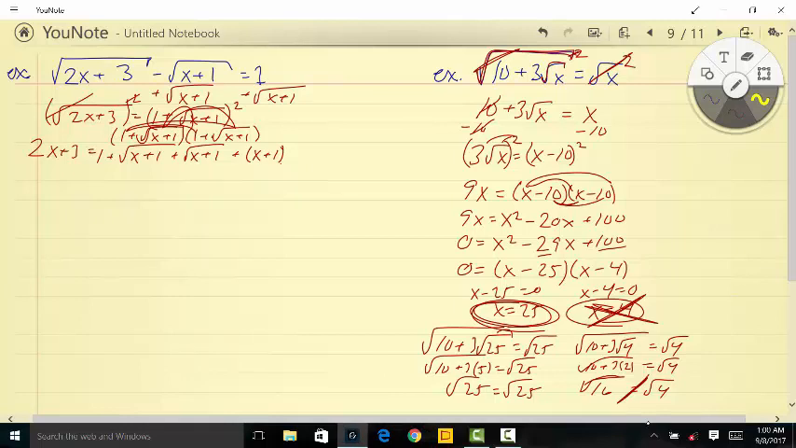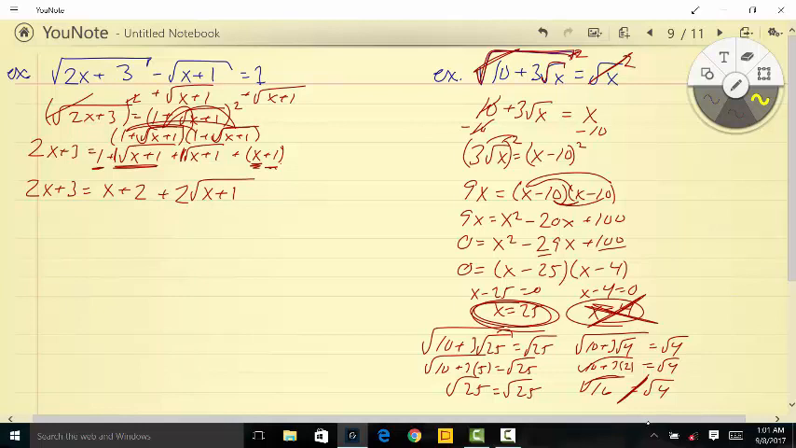Square root of x plus 1 times the square root of x plus 1 makes the square root of x plus 1 squared, leaving you with just the quantity x plus 1. So we get 2x plus 3 is equal to x, 1 plus 1 makes 2. This is 1 radical x plus 1 plus 1 radical x plus 1, giving us a total of 2 radical x plus 1.